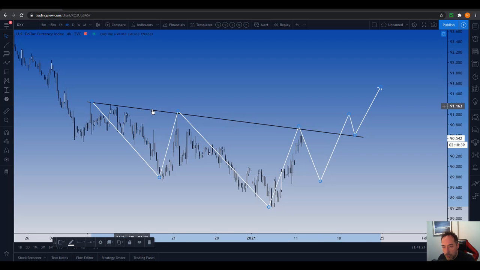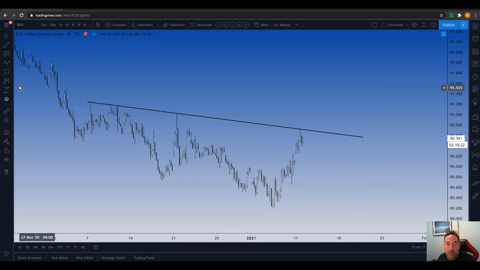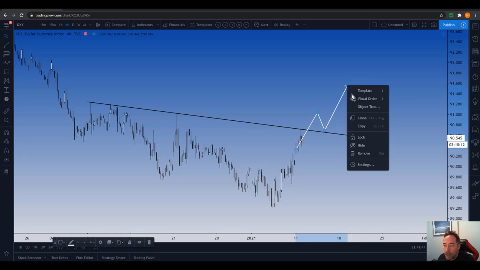Now this, we call the neckline. So we're looking for the break and retest of this neckline before we'd be looking to go long on USD. That's going to be the case whether this pattern fulfills itself, whether it is an inverse head and shoulders or whatever. I'd still be looking for the same thing before I go long on any more USD pairs. So it's something to look out for.